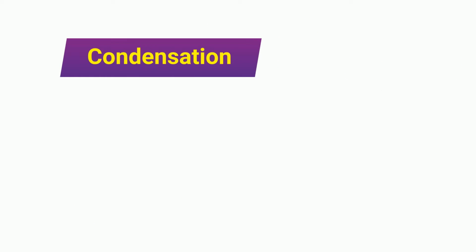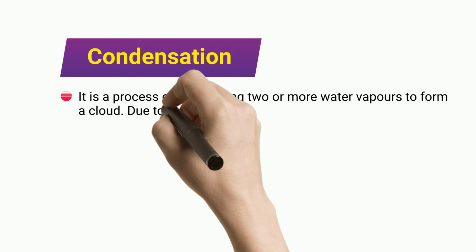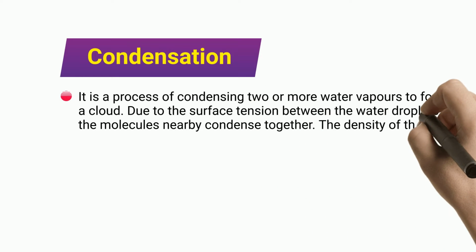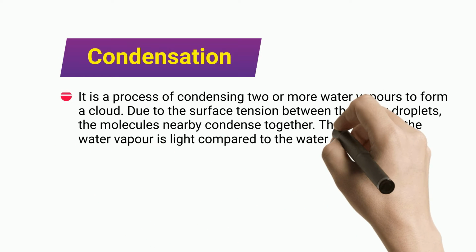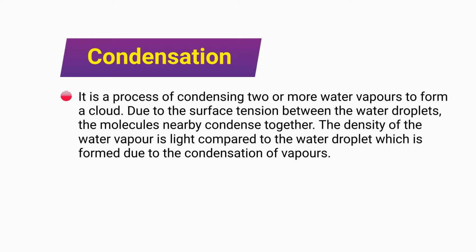Condensation. It is a process of condensing two or more water vapors to form a cloud. Due to the surface tension between the water droplets, the molecules nearby condense together. The density of the water vapor is lighter compared to the water droplet, which is formed due to the condensation of vapors.